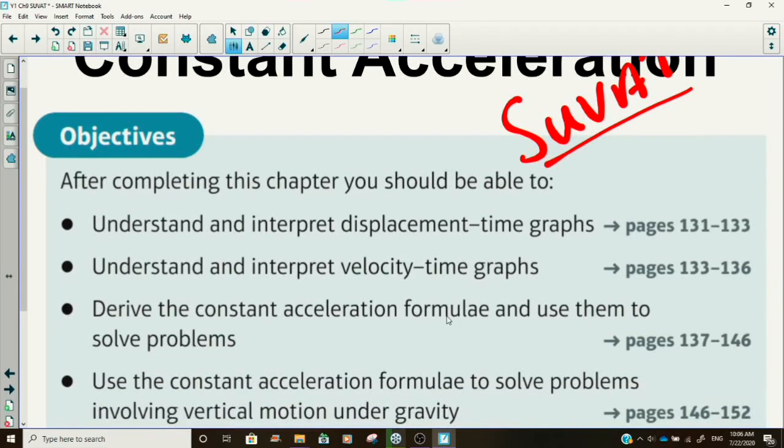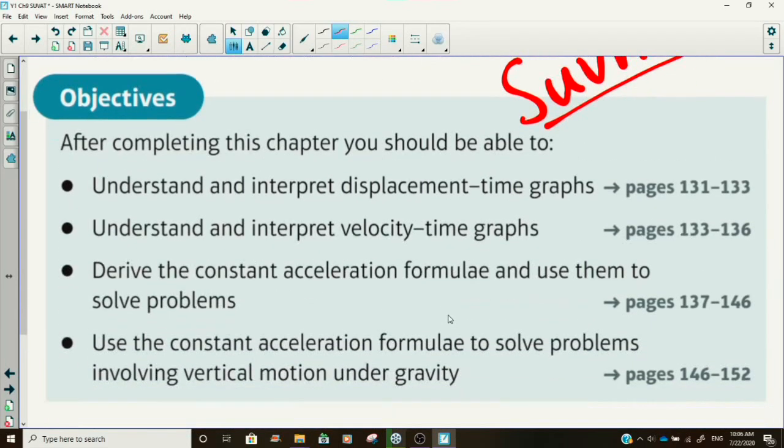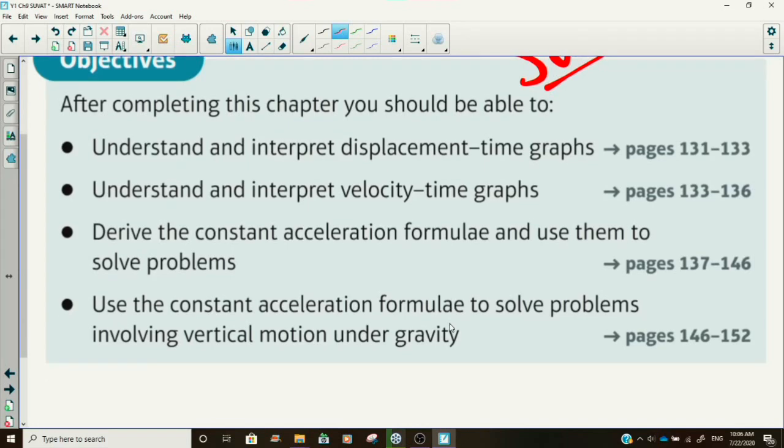We're going to go through the SUVAT formula. And like I said, there's 5 of them to look at. And then finally, we're going to look at how we can use those formula to solve different types of problem. Normally, the type of problem would involve gravity. Okay, so vertical motion under gravity. But we also have types of questions where you have a car that's accelerating at a constant rate, or a bicycle or something like that. So quite a variety of different questions.